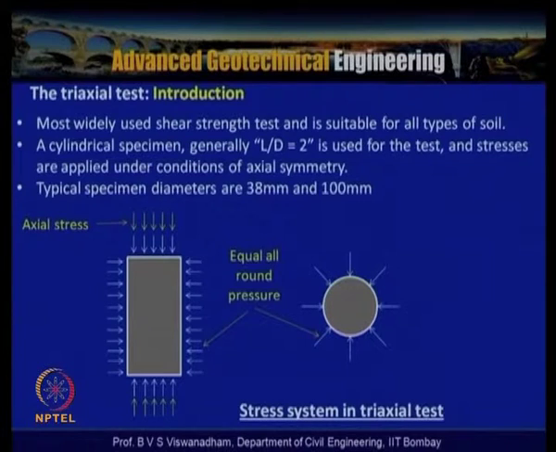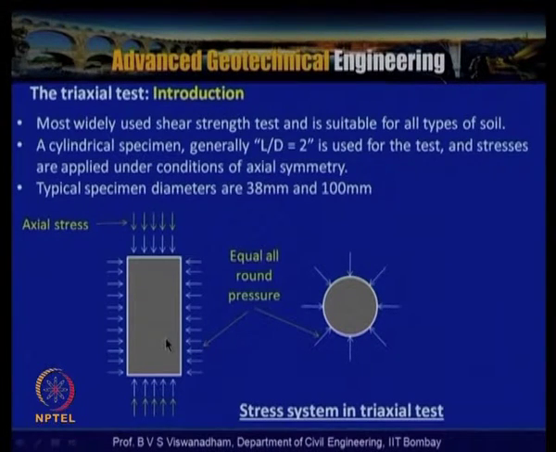This is the most widely used shear strength test and is suitable for all types of soil. A cylindrical specimen generally having L by D equal to 2 is used, because this is required to keep the principal planes as principal planes during all stages of the triaxial test. Suppose the failure plane passes through the upper and bottom portions, then shear stresses can be generated, and in such situations those planes cannot be called principal planes.